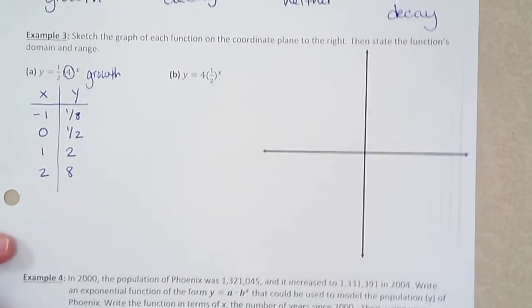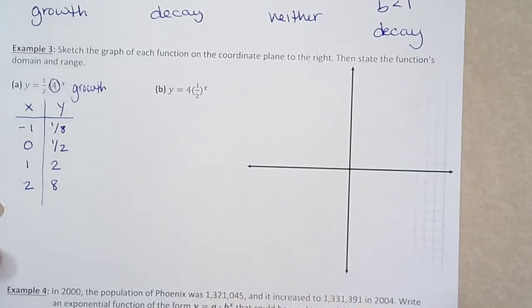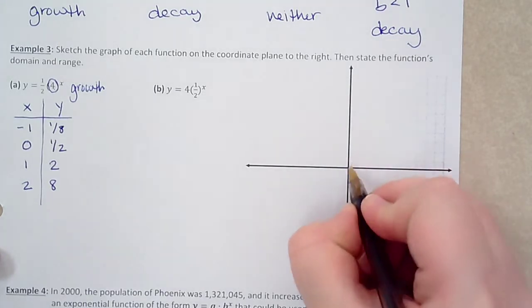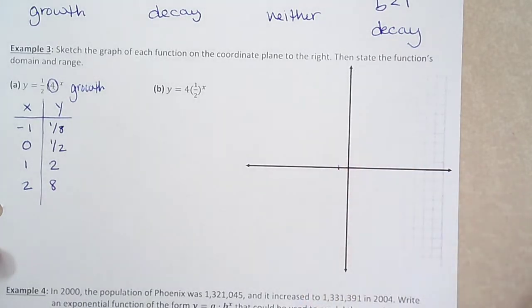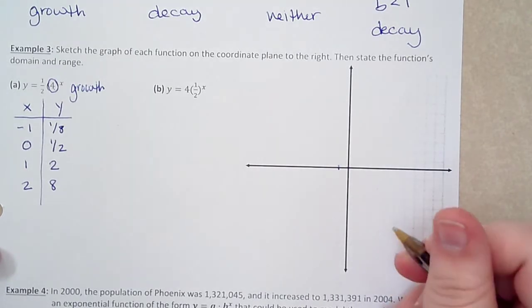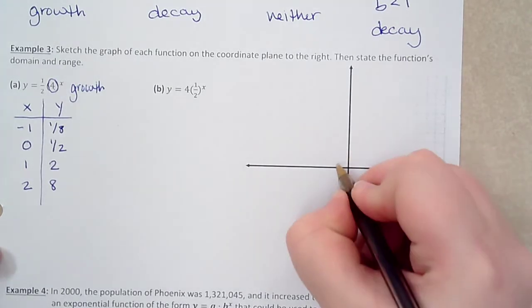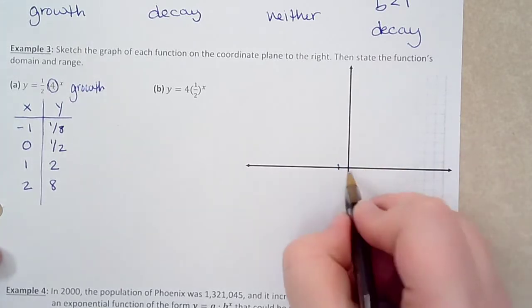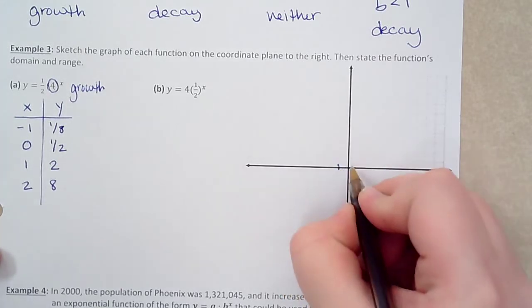So let's go over to our graph right away before we move on to the next one. And we should see that when we plot these points, we're going to get a growth function. So I'm going to start at about -1. I know it's hard to see on this graph. If you want to do it on graph paper, you can also do that. We're going to go up to positive 1/8. That's really hard to see because it's really close to the axis, but that's okay.